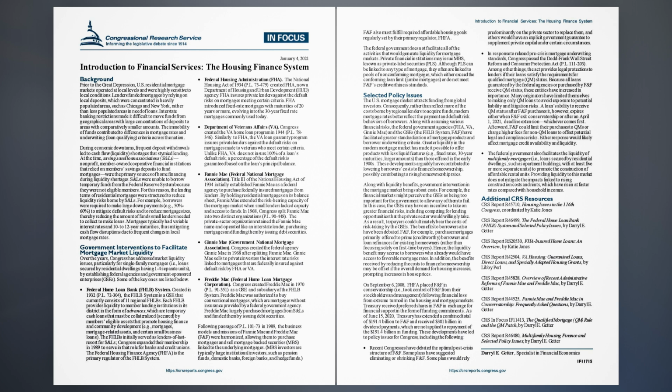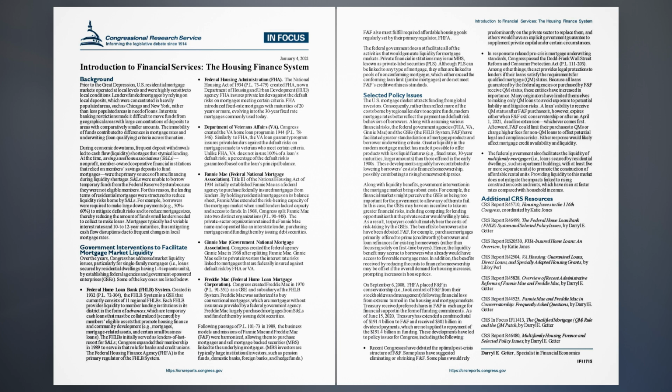Fannie Mae, Federal National Mortgage Association. Title III of the National Housing Act of 1934 initially established Fannie Mae as a federal agency to purchase federally insured mortgages from lenders. By holding residential mortgages on its balance sheet, Fannie Mae extended the risk-bearing capacity of the mortgage market when small lenders lacked capacity and access to funds.